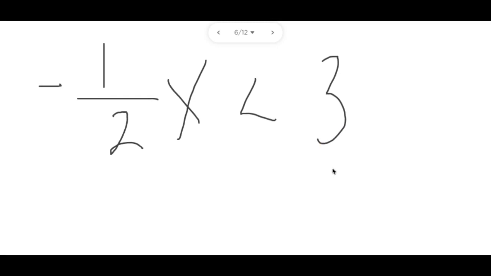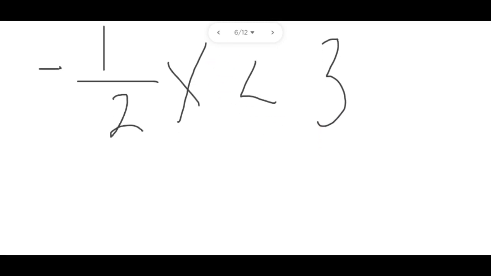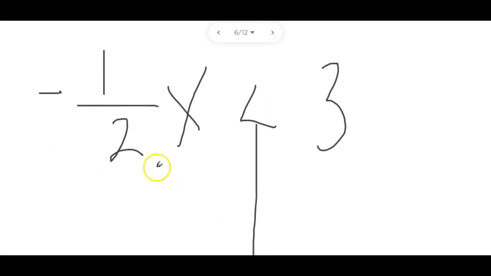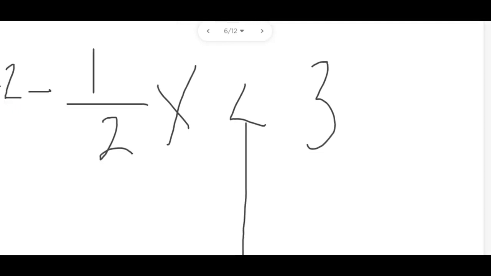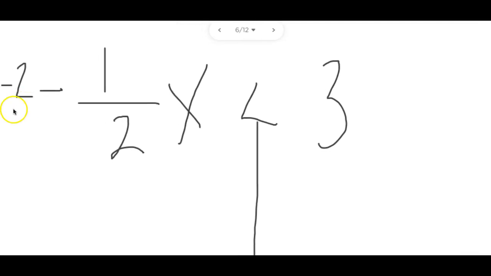So now, I hope that you had a chance to work this out. I'm going to go ahead and draw my line right here. So what are you going to do here? We need to multiply by the reciprocal. The reciprocal is going to be a -2 over 1. And then I'm going to also multiply this side by a -2 over 1.